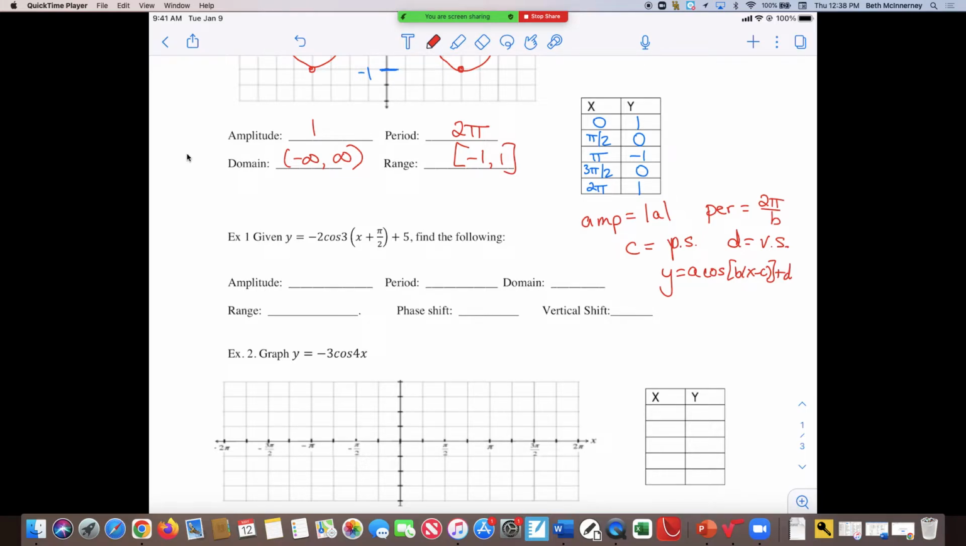All right, here we go. So Jillian, what is the amplitude here? Good job, and it's a positive 2. Absolute value, it's a distance. All right, Becca, what is the period? Yeah, kind of weird looking, but 2 pi over 3. Jordan, what's the domain? Well, remember this oscillates forever. Yes. So for sine and cosine, the domain is always negative infinity to infinity because this will just keep oscillating.